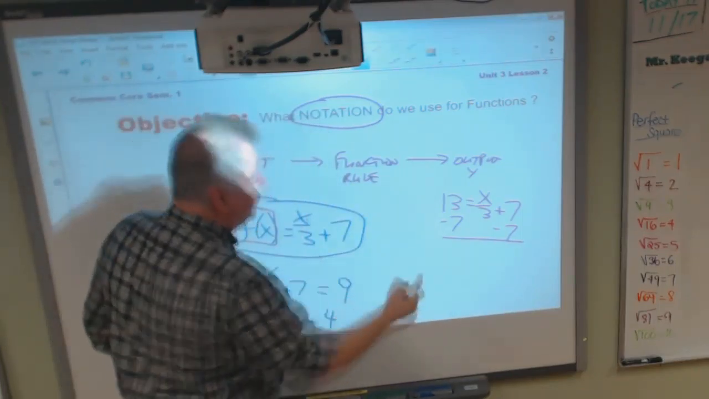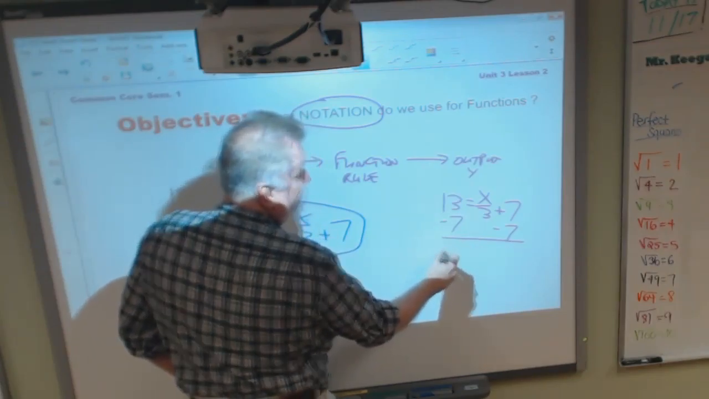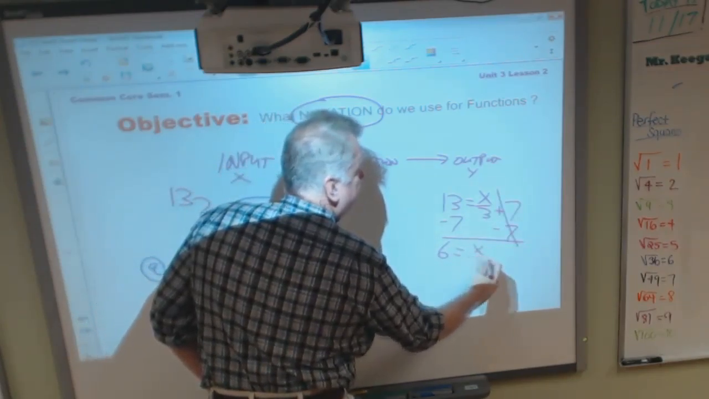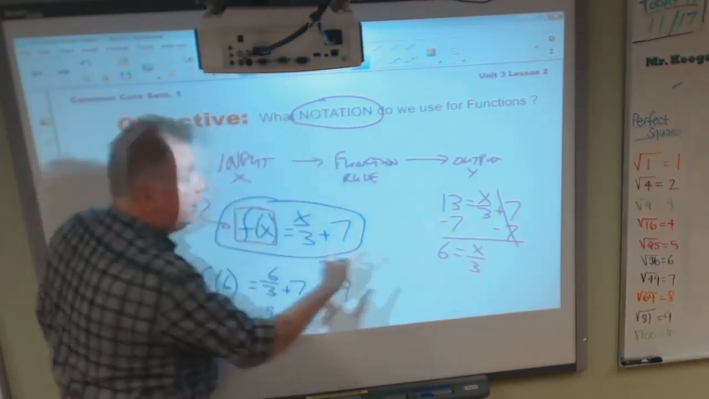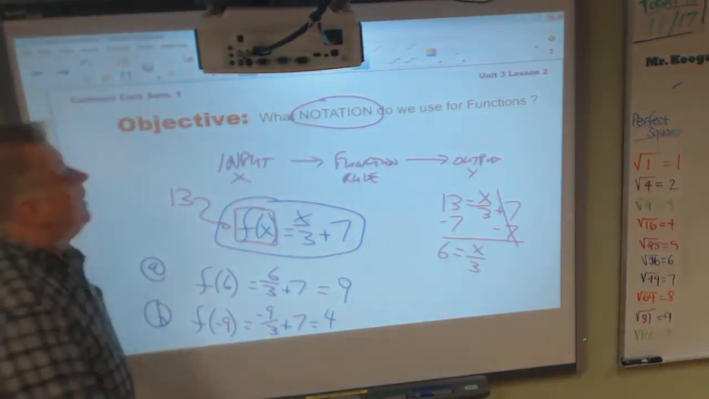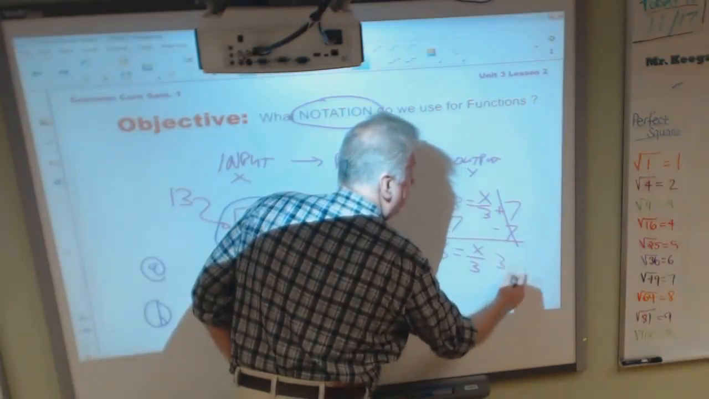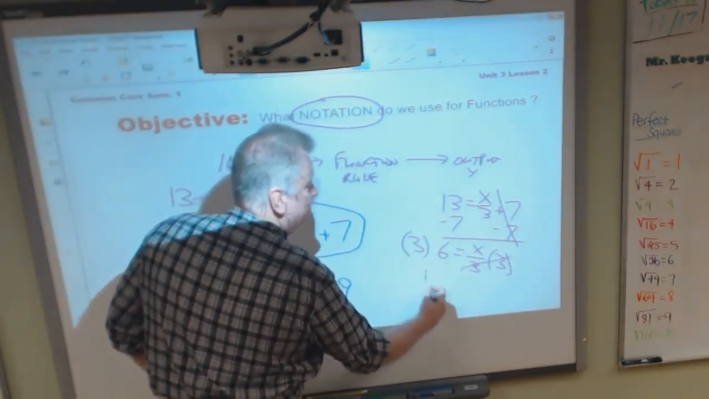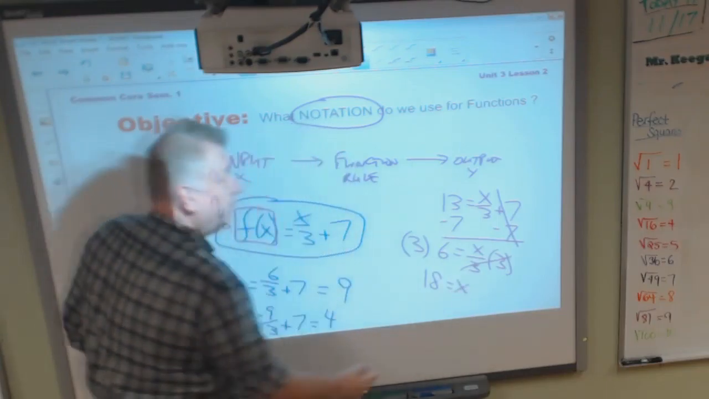What's 13 take away 7? 6. And these cancel out. So we have 6 is equal to x divided by 3. How do we get the x by itself? Times 3 is 18. Multiply by 3 on both sides. Those 3's cancel and we get 18 is equal to x.